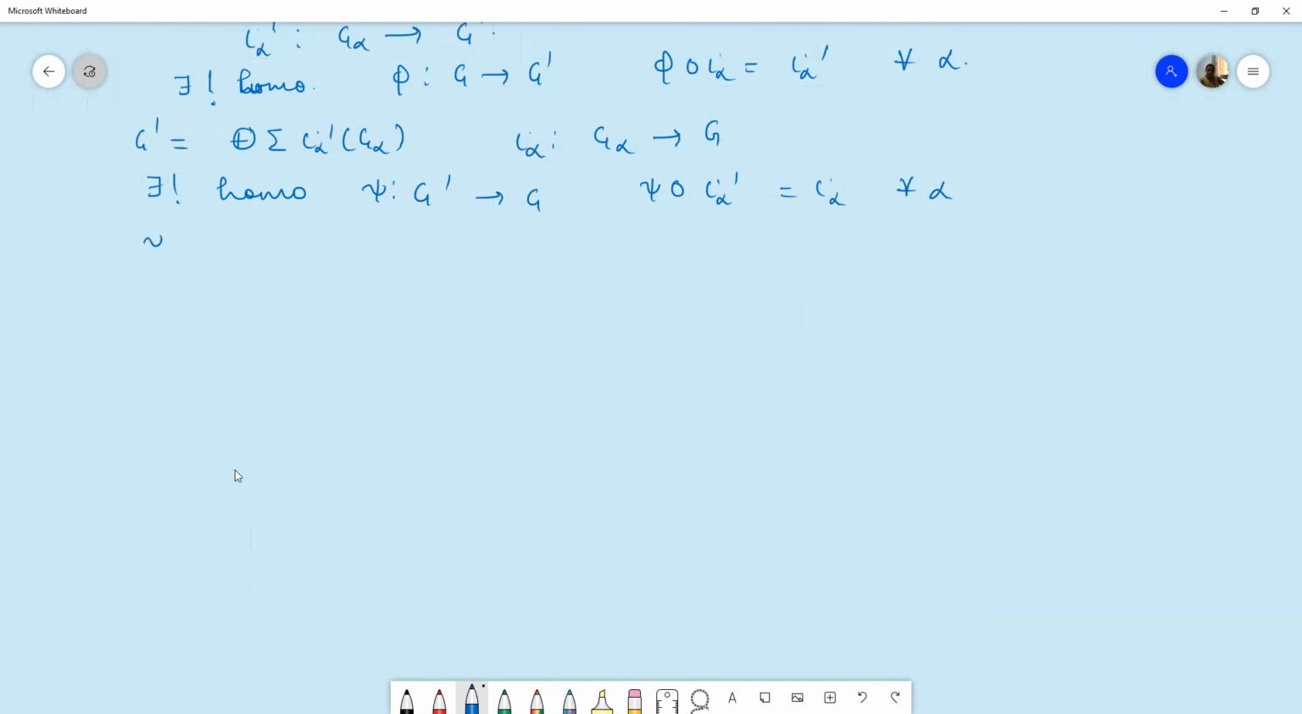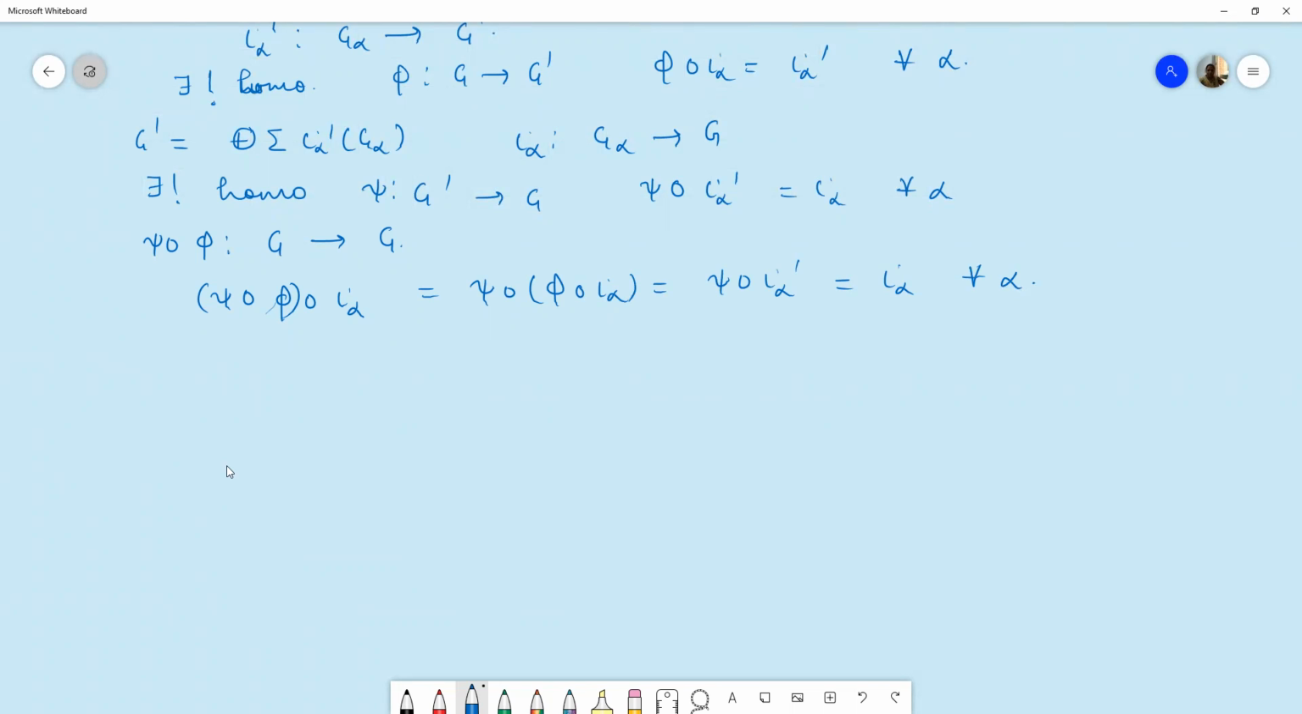Now we define this mapping psi circle phi. The psi circle phi is a mapping from G to G, and this mapping has this property: psi circle phi circle I alpha is equal to psi circle I alpha dash, since phi circle I alpha is I alpha dash, and further this is equal to I alpha. So psi circle phi circle I alpha is equal to I alpha for each alpha.